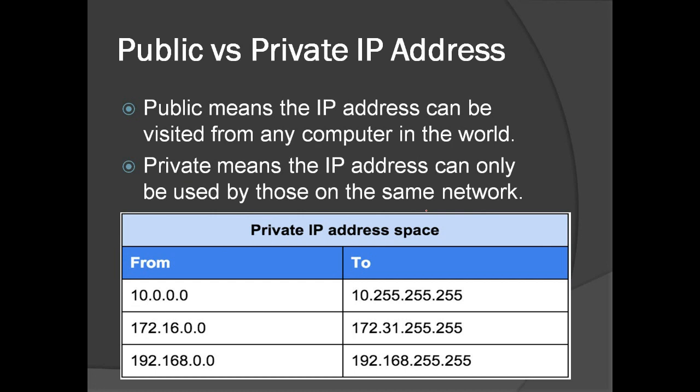Okay, so remember that when you are building a website, websites and domains do have a public IP, or it requires public IP addresses. We have two types of IP addressing, the public and the private IP address. Public means the IP address can be visited from any computer in the world, meaning that the IP address is visible on the internet infrastructure.